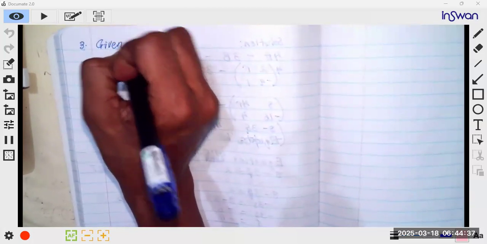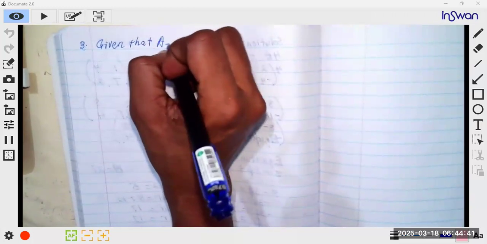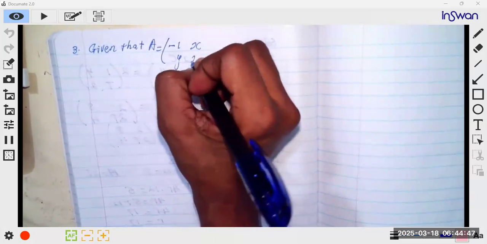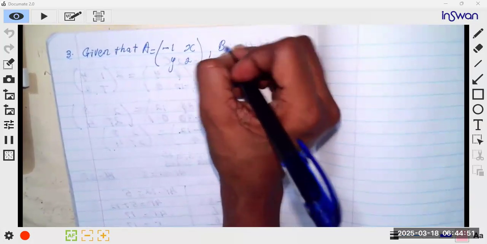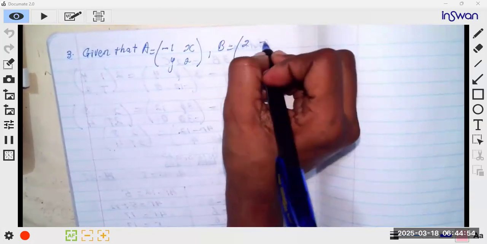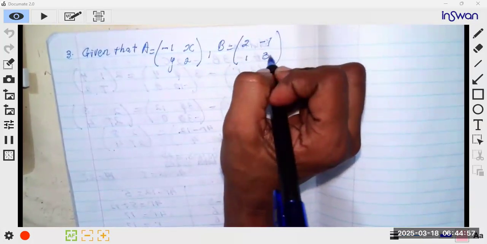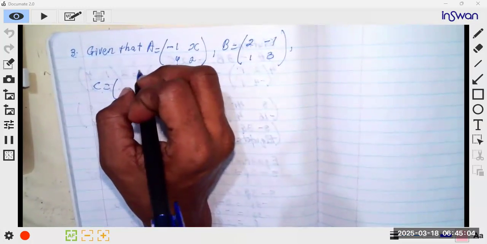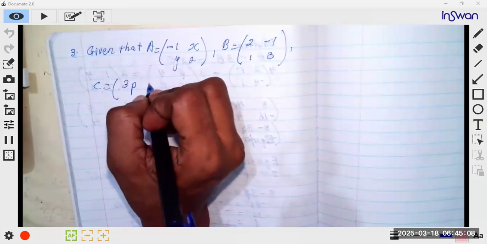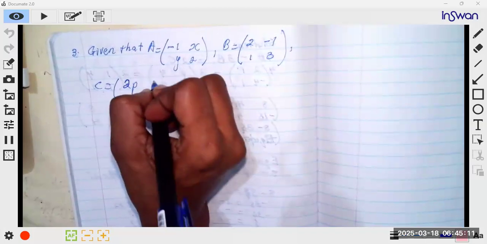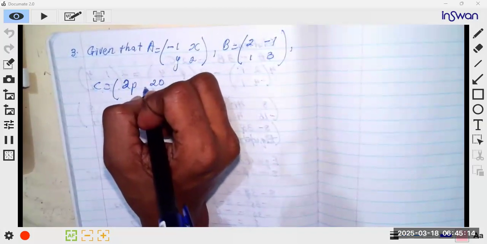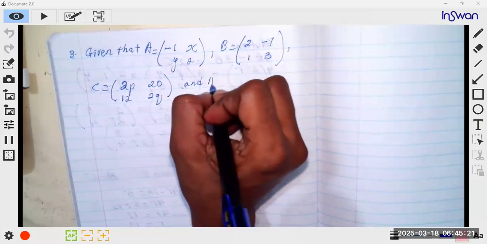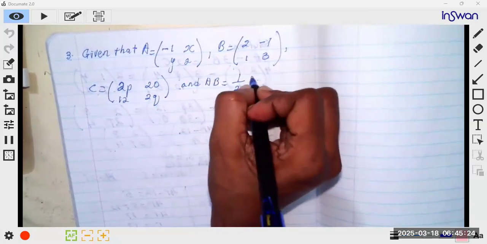Given that A is equal to minus 1, x, y, 2; B is equal to 2, minus 1, 1, 3; C equal to 3p, 2p, 20, 12, 2q; and AB equal to half C.